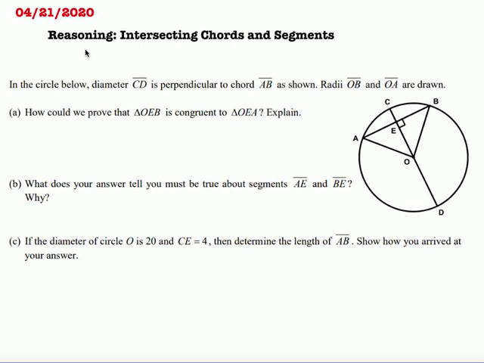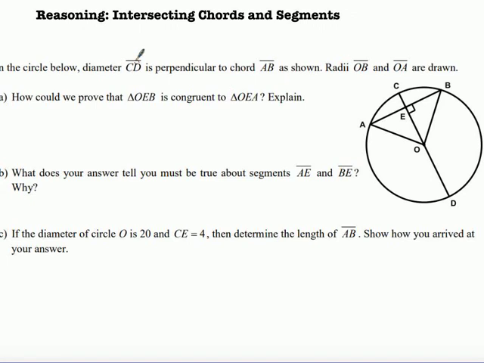Alright guys, so look at this reasoning problem, and it's based on what we know about intersecting chords and segments. It says in the circle below, diameter CD is perpendicular to the chord AB. So CD is perpendicular to AB, and the angle they make is 90 degrees between them. It's a right angle. And then the radii OB and OA are also drawn.